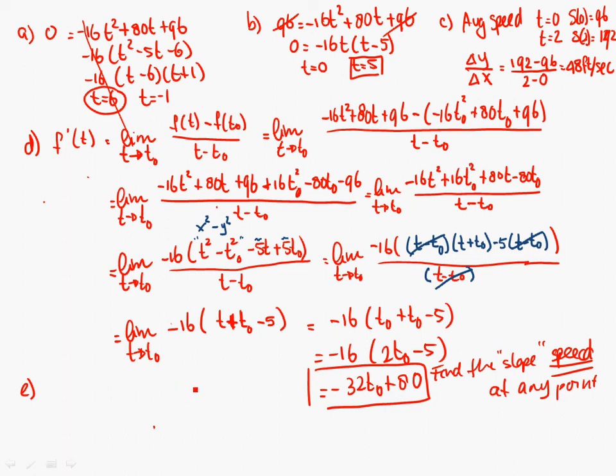So when it says E, what is the instantaneous speed when you're at t equals 2? What do you just do? Plug in 2. And when you do that, what do you get? Sorry. You got 16. And that's feet per second.